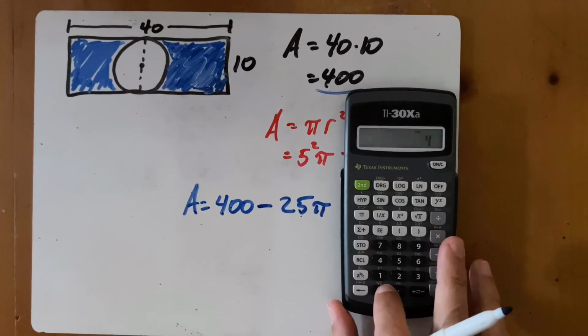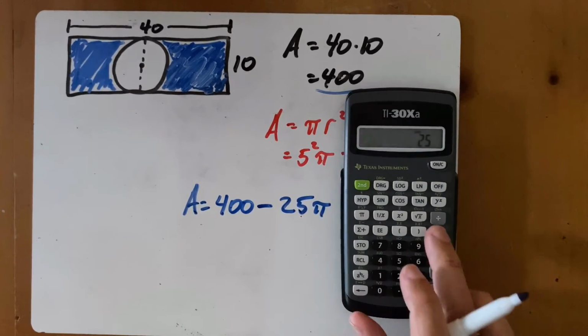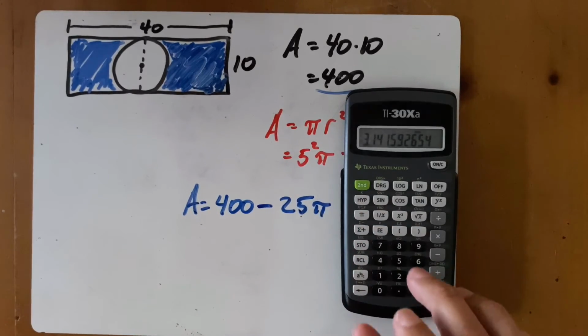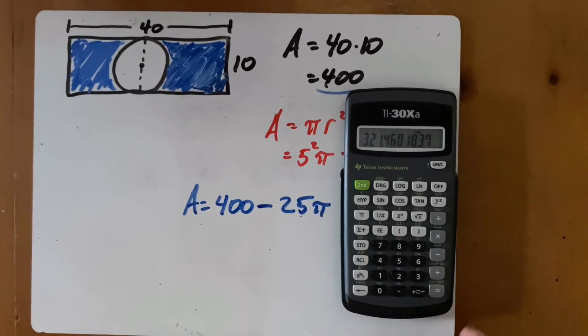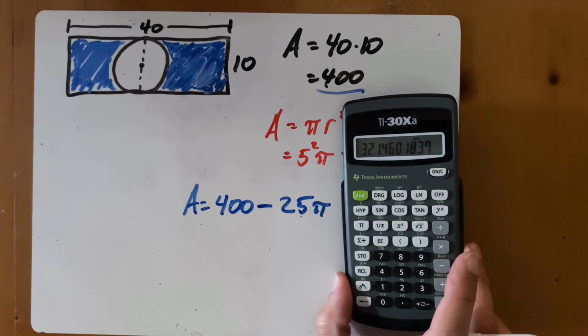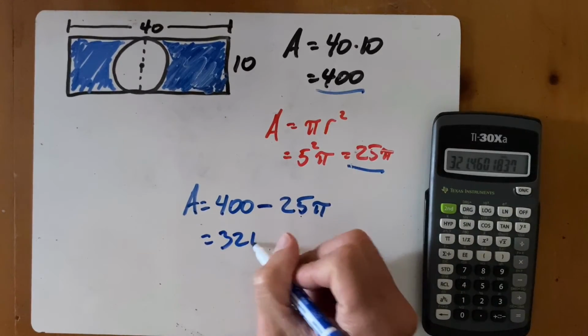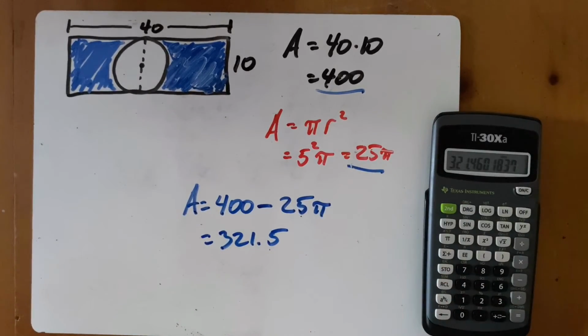So let's go ahead and put that into our calculator. So we've got 400 minus 25 times, use the pi key, equals, and then that will give us a total area of 321.5 if we round it to one decimal place.